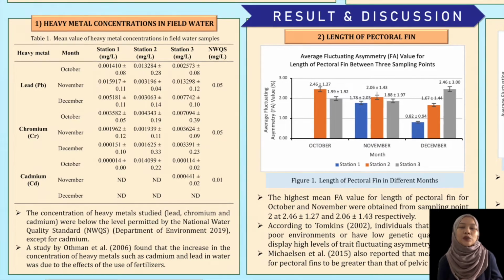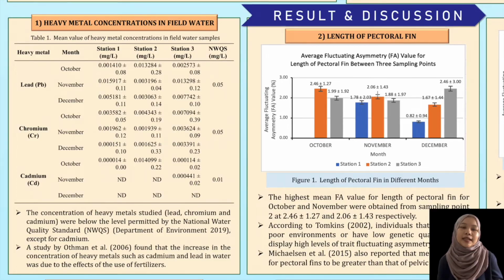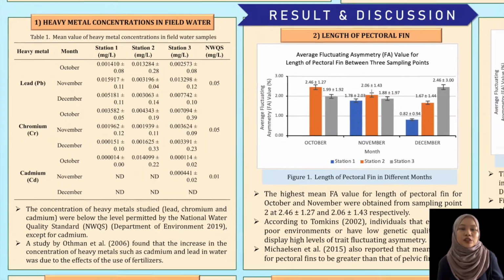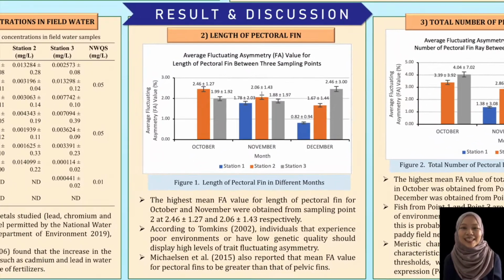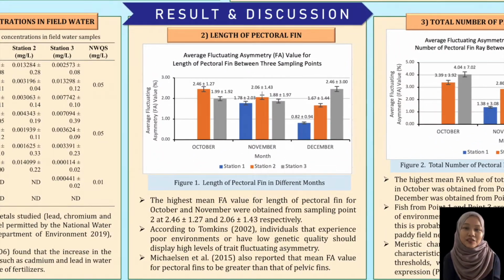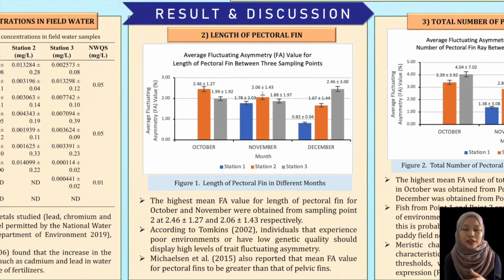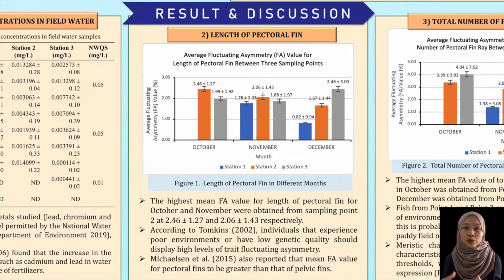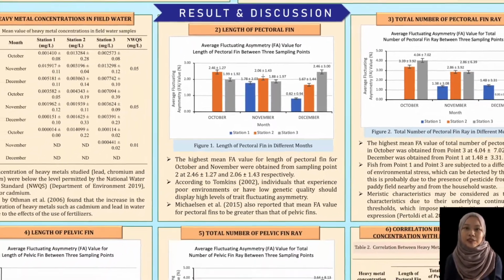According to Othman et al. 2006, the increase in the concentration of heavy metals, such as cadmium and lead, in water was caused by the effects of fertilizer use. The first parameter is the length of pectoral fin. According to the graph, the highest mean FA for October and November were obtained from sampling point 2. Tomkins 2002 stated that individuals that experience poor environments should display high levels of fluctuating asymmetry.